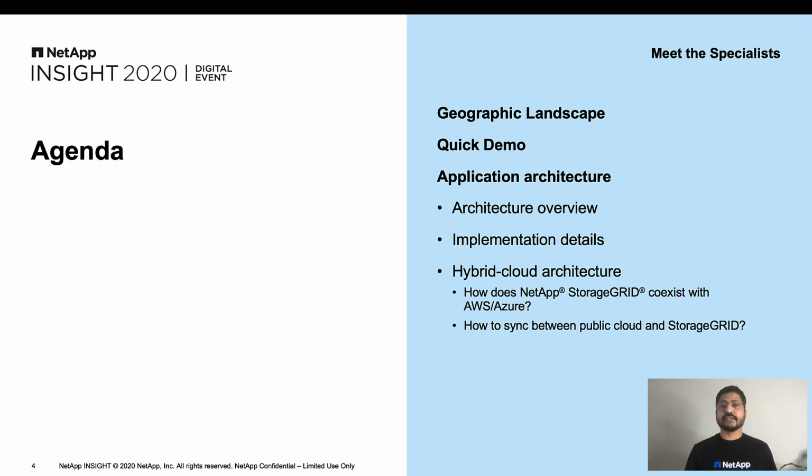I wanted to showcase the geographic landscape of our upload points, followed by a quick demo where you can see the current application, how we implemented it, and what is there currently on the upload.netapp.com site. Then the architecture overview, and how we expanded the solution to public cloud offerings like AWS and Azure, and once the object is there in AWS and Azure, how we sync the object from the public cloud to the StorageGRID.